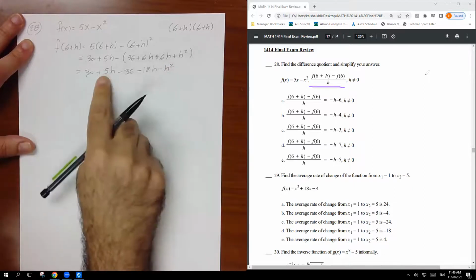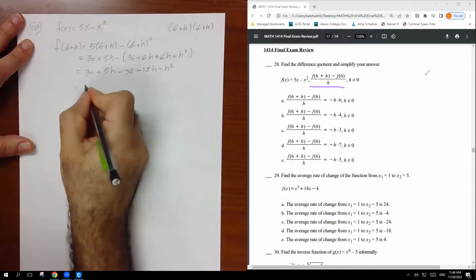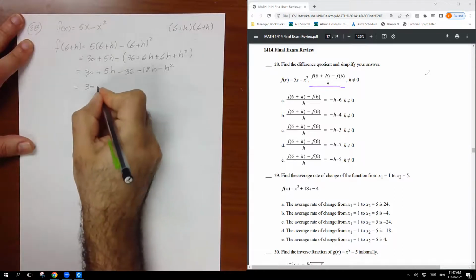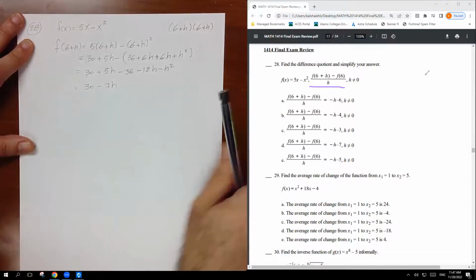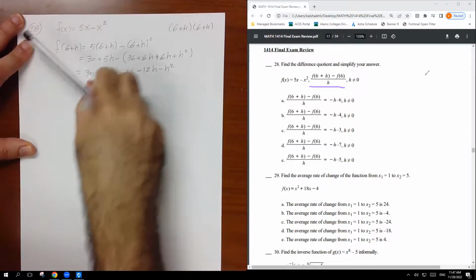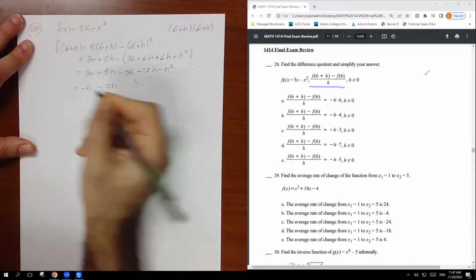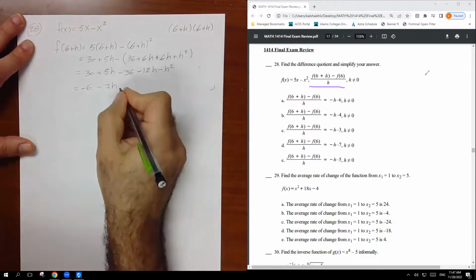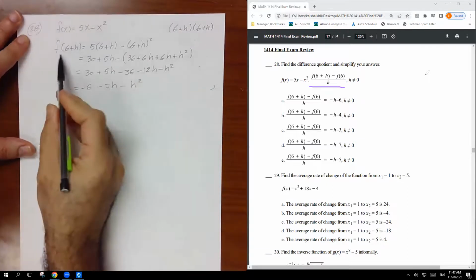Combine the like terms, because we can combine this one with this one, 12h with the 5h. So it's going to be 30 minus 7h. No, wait, let's combine the 30 with the 36, so it's going to be negative 6, minus 7h minus h squared. So this is f of 6 plus h.